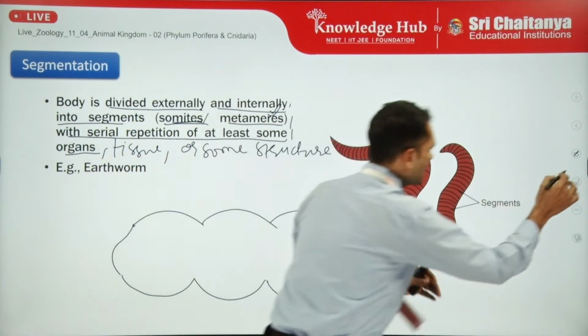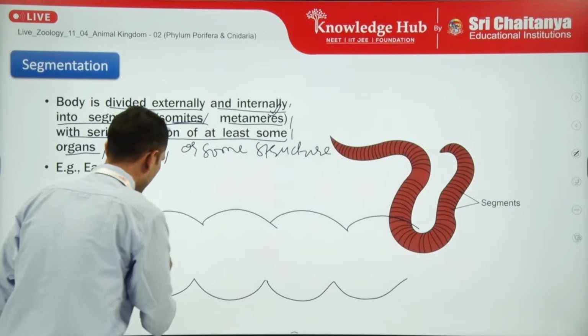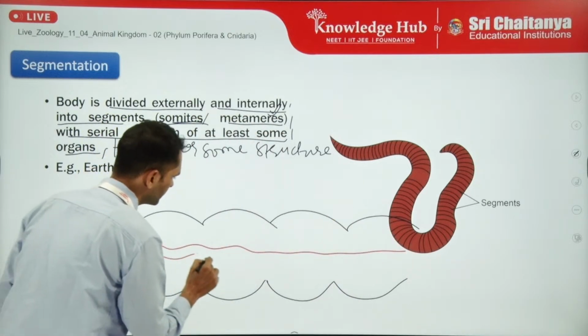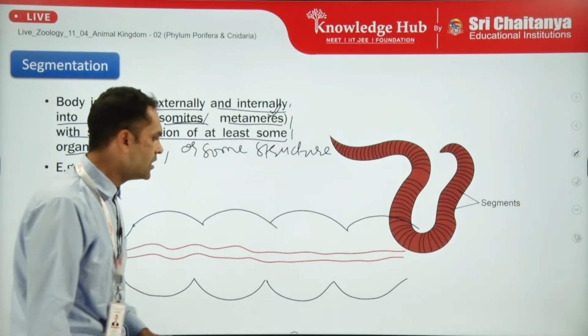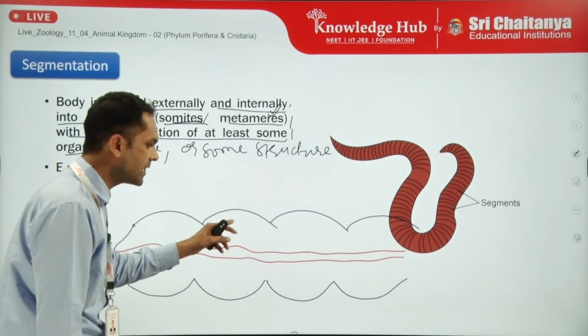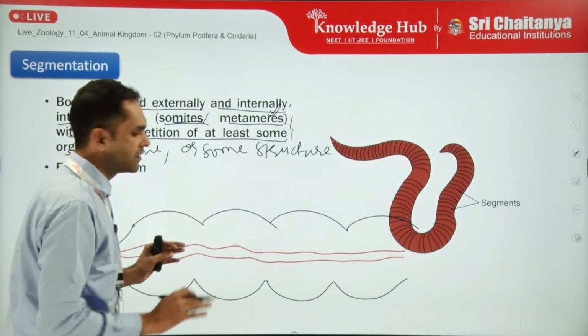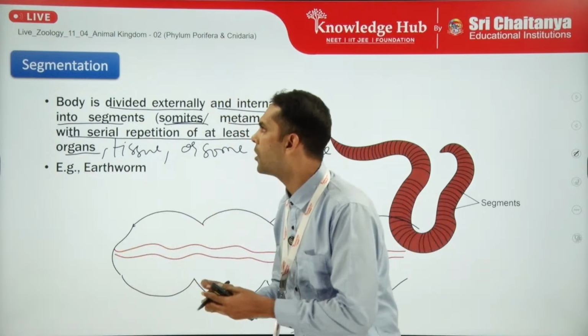Okay, the segment will continue. I will change the color. Now this is the alimentary canal, which is continuing. As Annelida is a coelomic animal, the body cavity here will be the true coelom. So according to the definition, let us describe the coelom first and then the metamerism or segmentation.